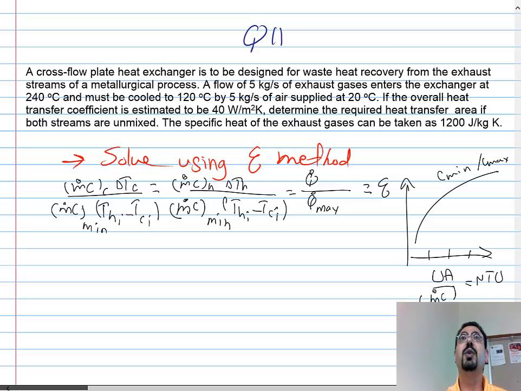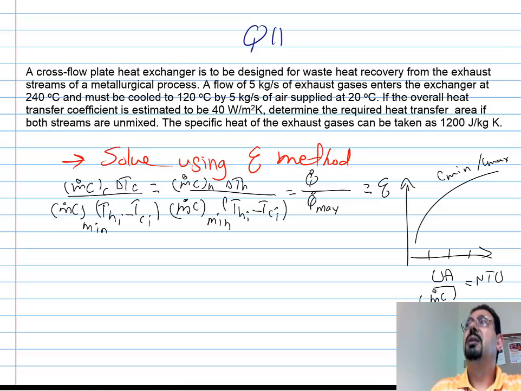All right? If he asks for the area, when we know the epsilon, we go to this curve, and then we go down and read the x-axis. All right? Does it make sense? So those three are related to each other: the epsilon, the C, and the number of transfer units. All right, so let's read now.